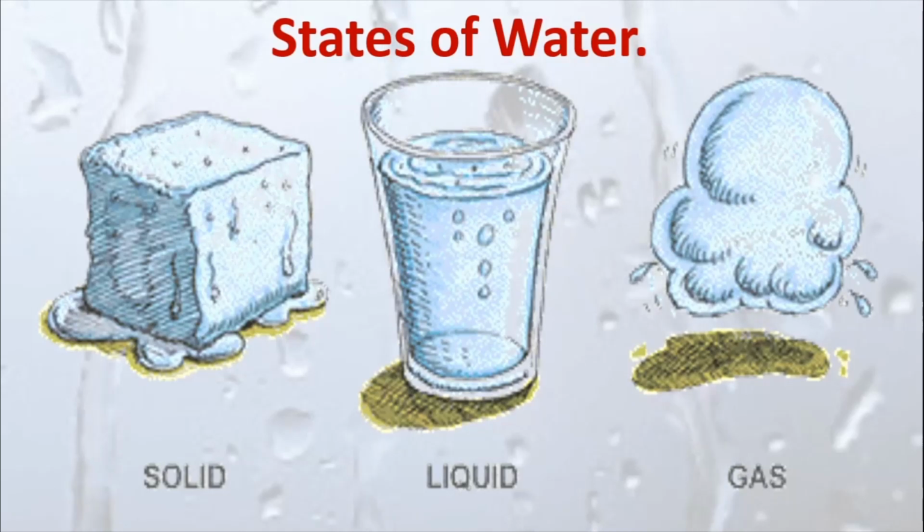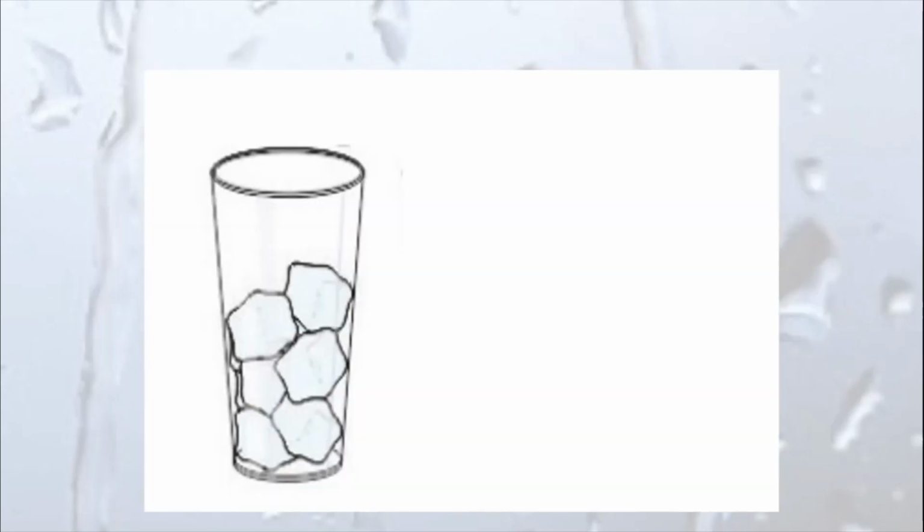Okay, what is the solid state called? It is called ice. What is the liquid state called? It is called water. And what is the gaseous state called? It is called water vapor. Okay, children, so hope this idea of the different states of water is clear to you. Now let us see how these states can interchange. These states keep on changing, children. So let us see how that happens.